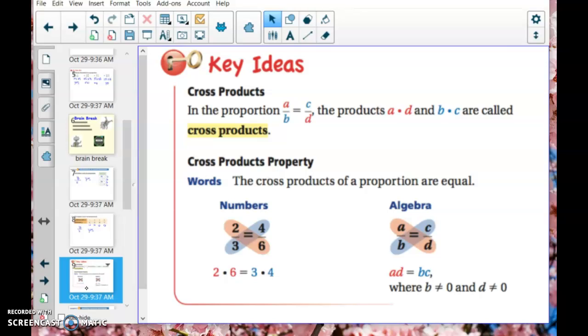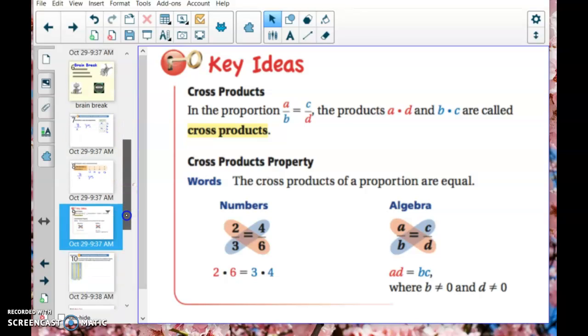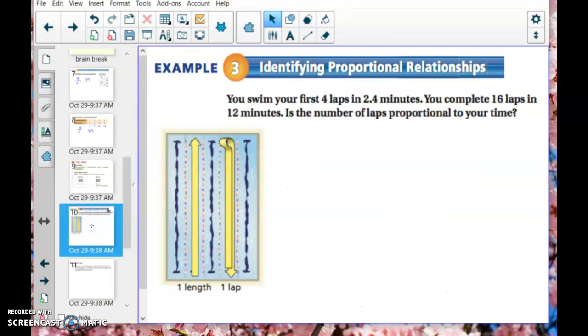to each other. The only exception would be you can't have your bottom number being 0 in either fraction, because remember that does not work. You cannot divide by 0, it gives you an error message.